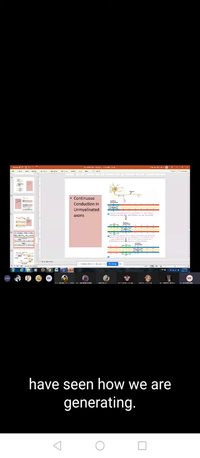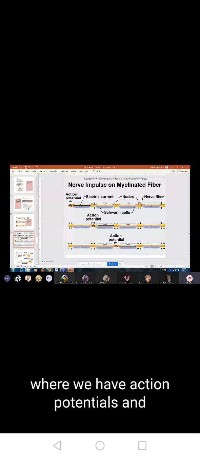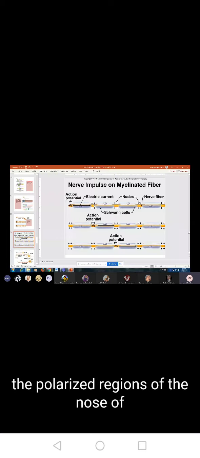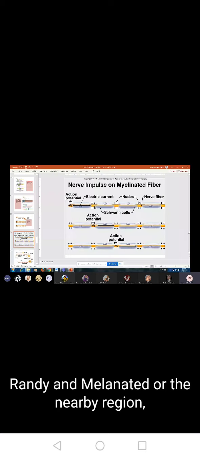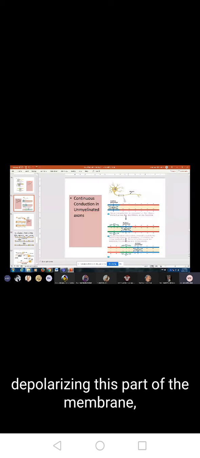Okay, so again, you have seen how we generate these currents between the region where we have action potentials and the polarized regions, the nodes of Ranvier in myelinated axons, or the neighboring region in unmyelinated axons. By these currents, we depolarize this part of the membrane, getting an action potential, then depolarize the next part again and get an action potential.